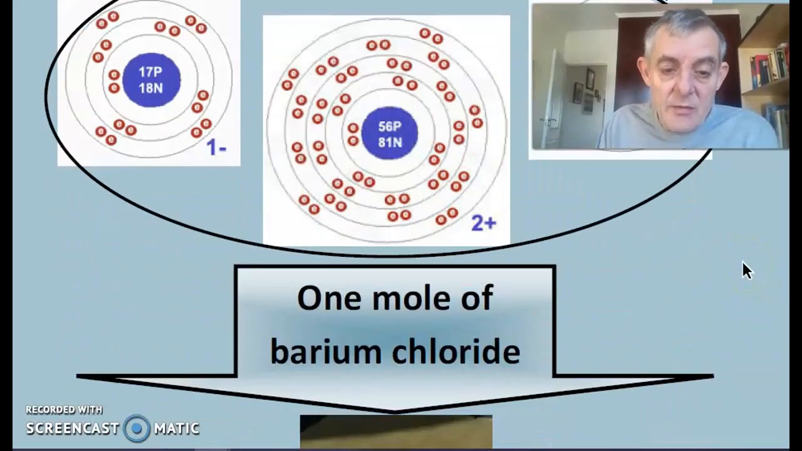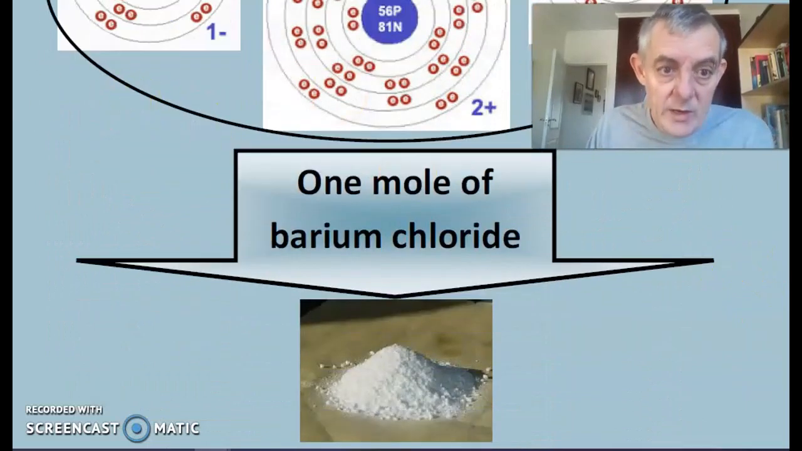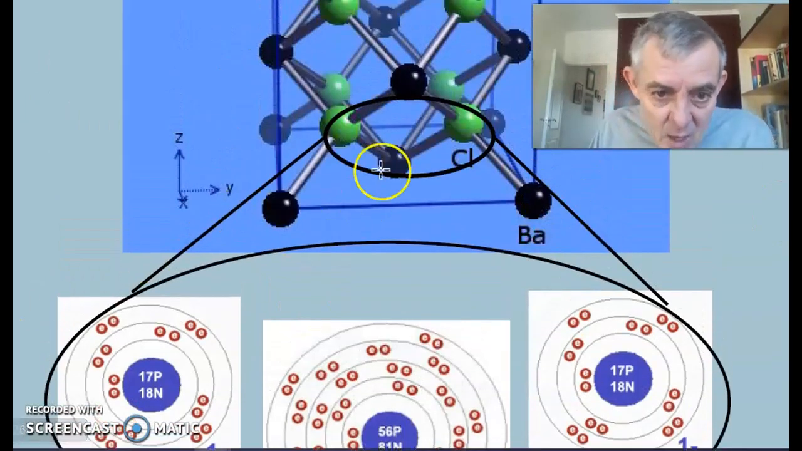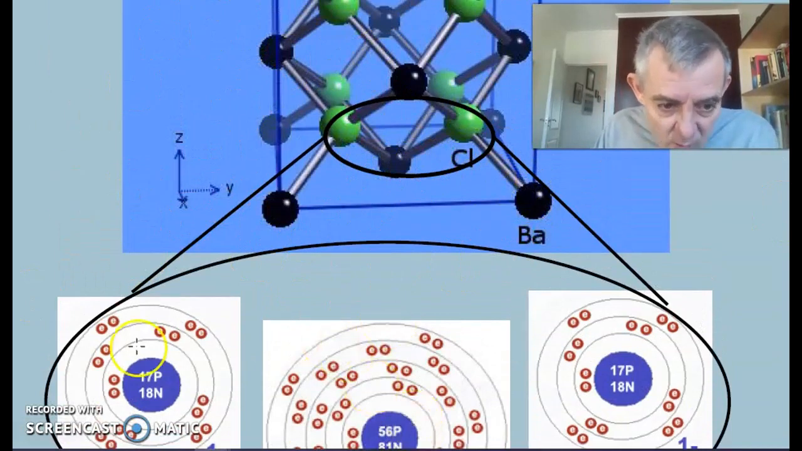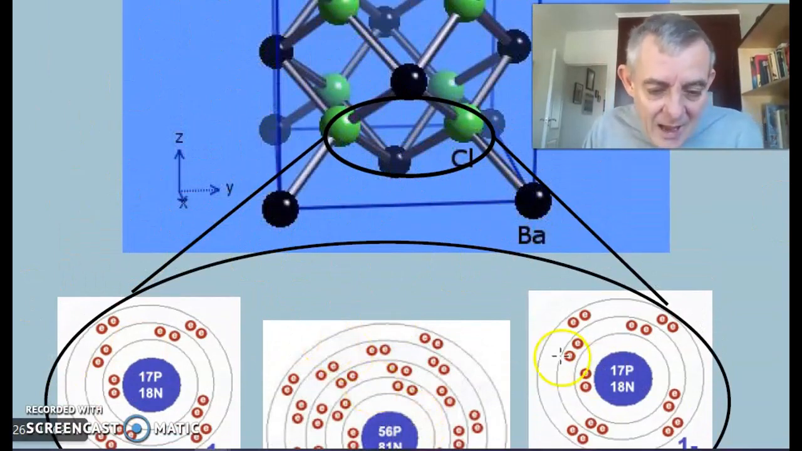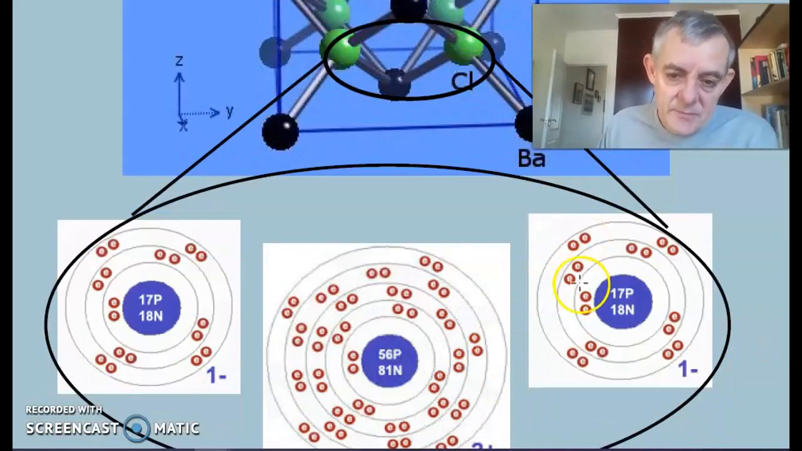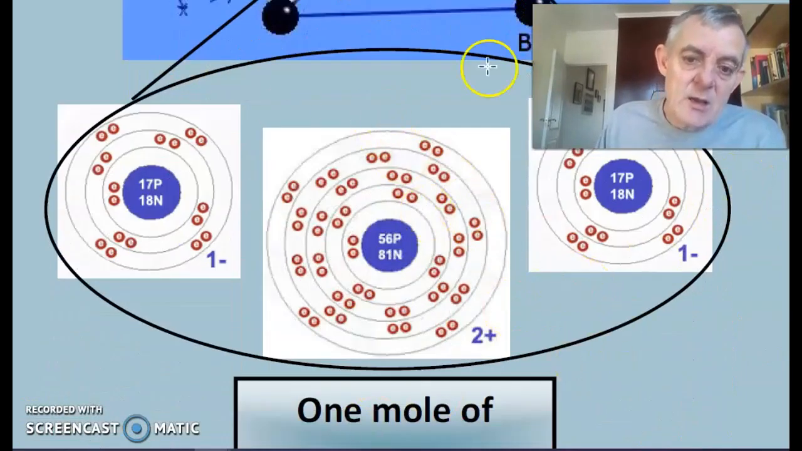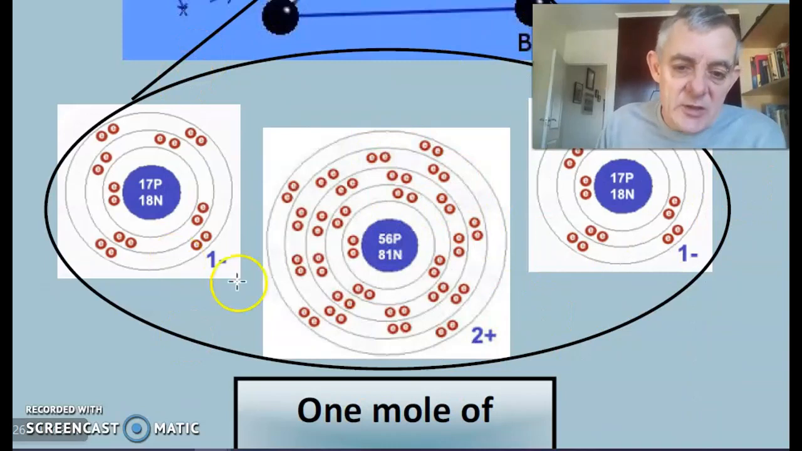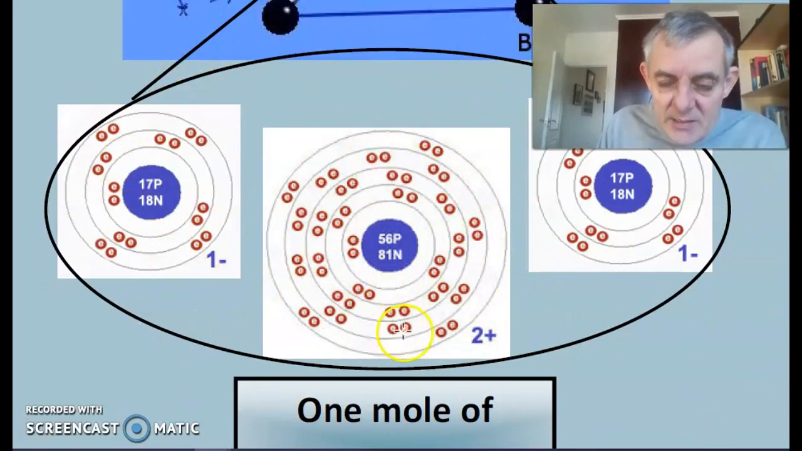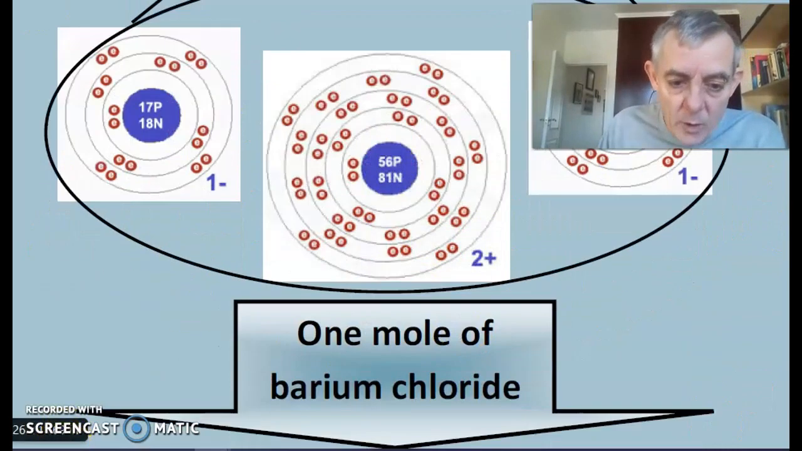Then if I have 1 mole, whatever that mass would be, so 1 mole of barium chloride particles. So if I come back to the diagram, it means 1 mole of those units there, and that would mean it would be 1 barium and 2 chloride ions. So I would need 6 × 10²³ of that, and then 6 × 10²³ of that, and 6 × 10²³ of that, all giving me 1 mole.